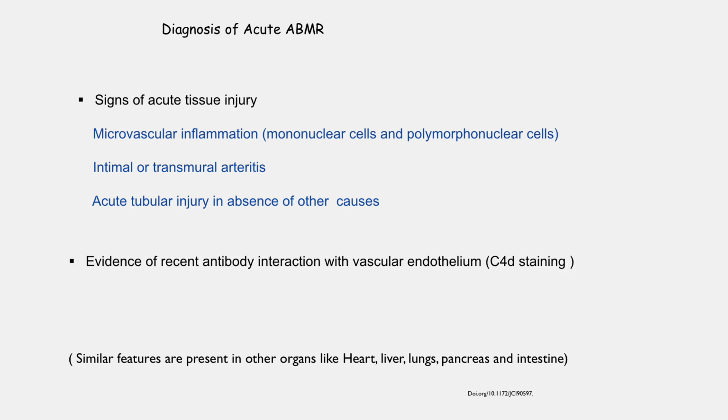Then we need to have evidence that this acute tissue injury is caused by antibody mediated process. This can be achieved by C4D staining. However, C4D staining may not be positive in all cases. Then we need to identify presence of donor specific antibodies in recipient. Similar features of acute antibody-mediated rejection are also present in case of lungs, liver, pancreas, intestine, and heart transplant.